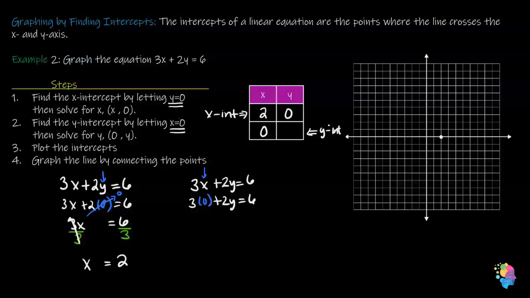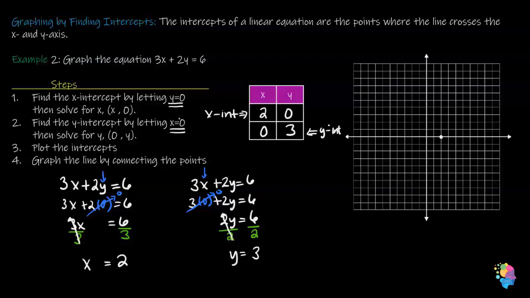We multiply first. 3 times 0 will go to 0, so that's going to disappear, leaving us with 2y is equal to 6. Now we're not done yet. We need to divide by that number in front of the variable. So we need to divide by 2 both sides of the equation, and then we say, well, 2 divided by 2 is 1, 1y, or just y. And on the right side, 6 divided by 2 is 3. So then the y-intercept becomes 0, 3.